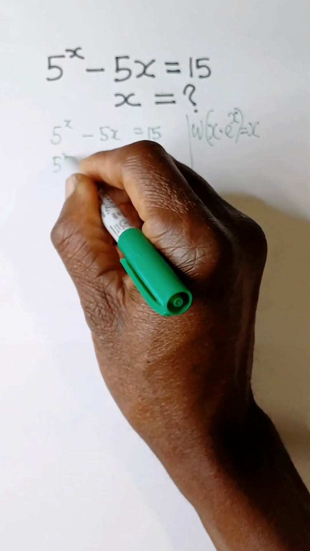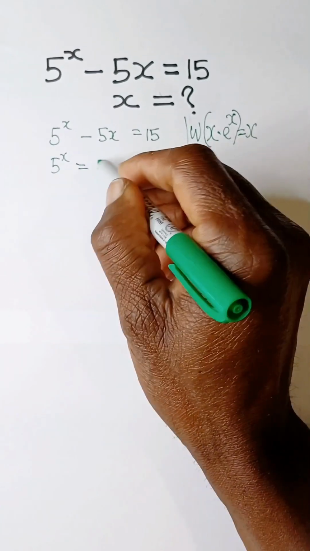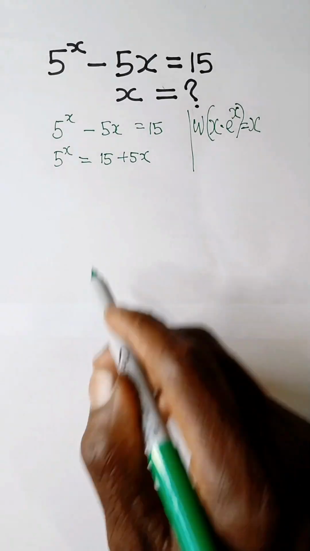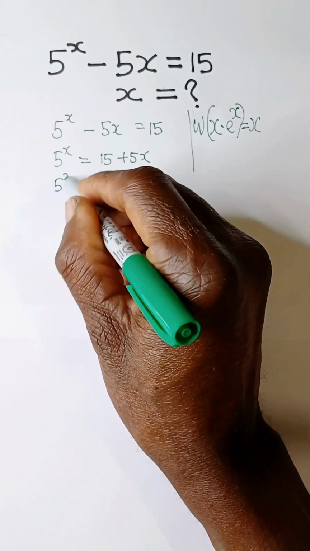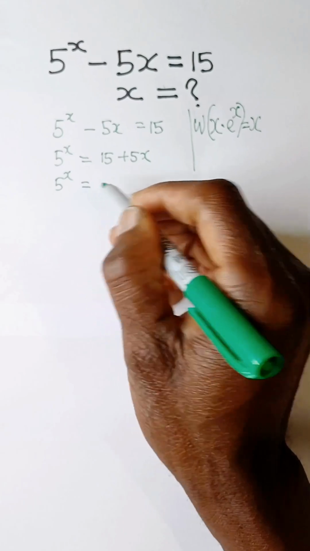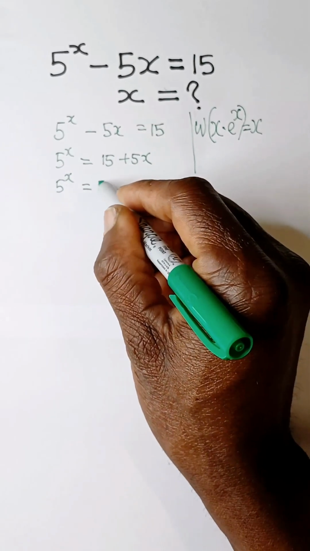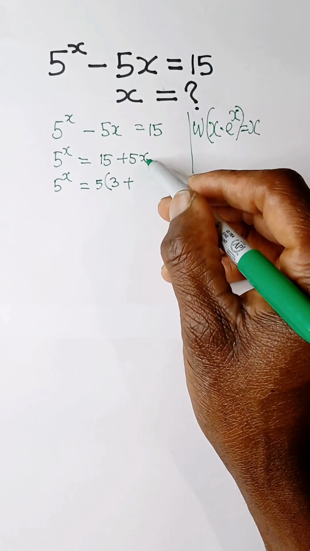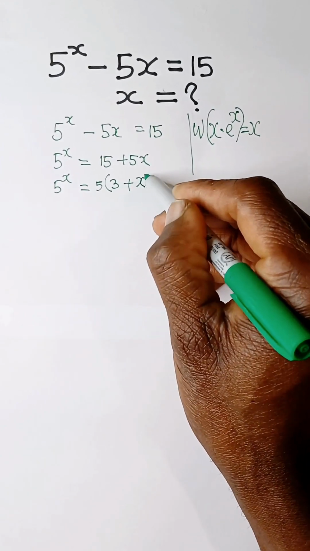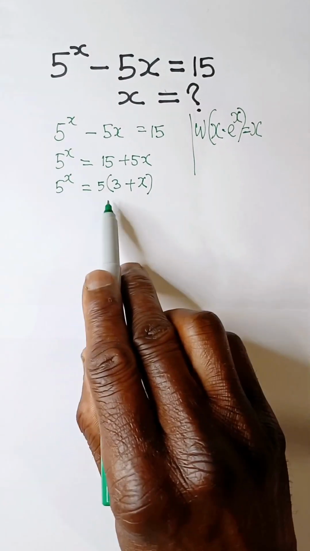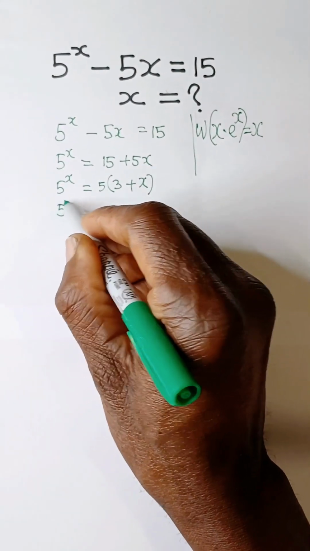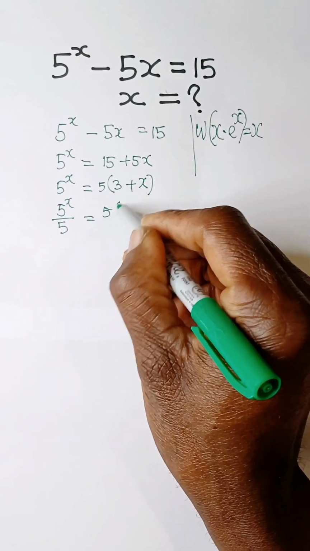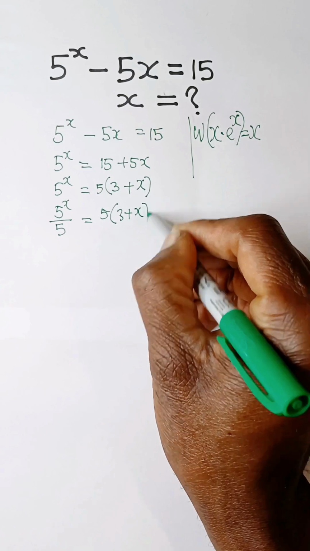We have 5 raised to the power of x is equal to 15 plus 5x. This will give us 5 raised to the power of x is equal to, let us factor out 5 here. We have 5 times, 15 divided by 5 will give us 3, plus 5x divided by 5 will give us x. Now let us divide both sides by 5. We have 5 raised to the power of x divided by 5 is equal to 5 times 3 plus x divided by 5.